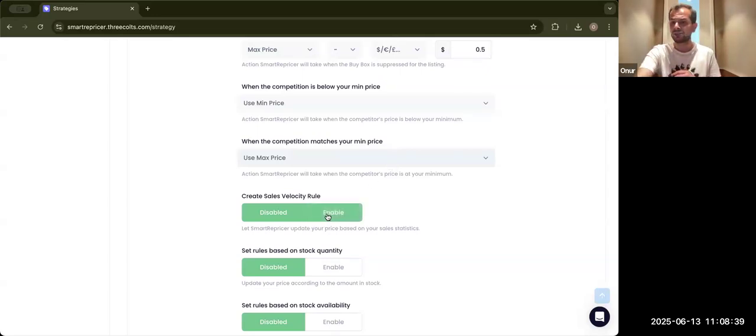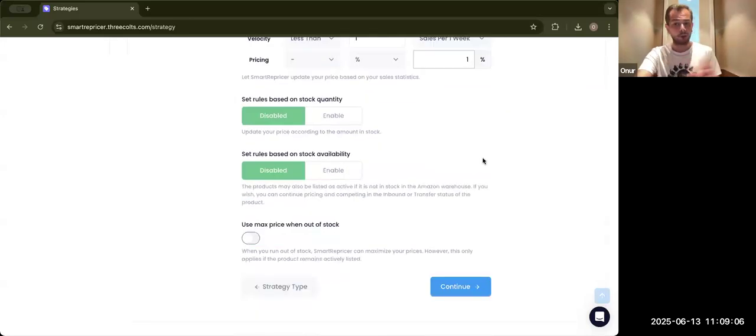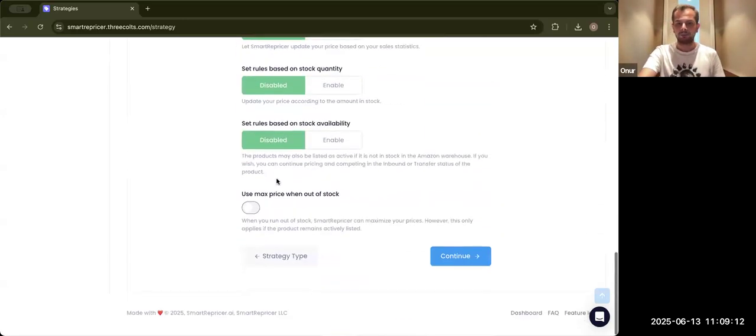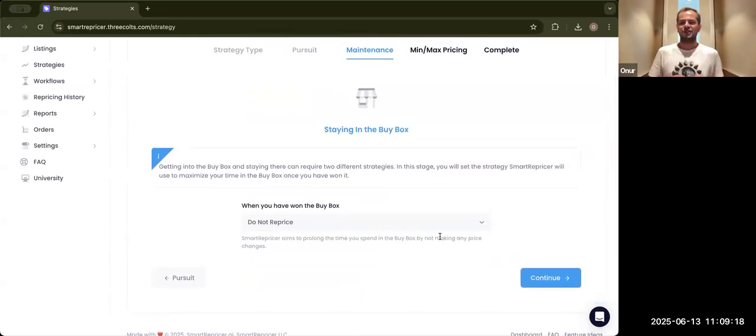You can even create a sales velocity rule. So this velocity rule is always available in all of the create your own strategy. Let me give you one example. You can tell it less than one amount per 1 week, so you can go up 1% on your inventory that has been staying a very long time and you did not receive any order for those products. You can even set rules based on stock quantity, or on stock availability.